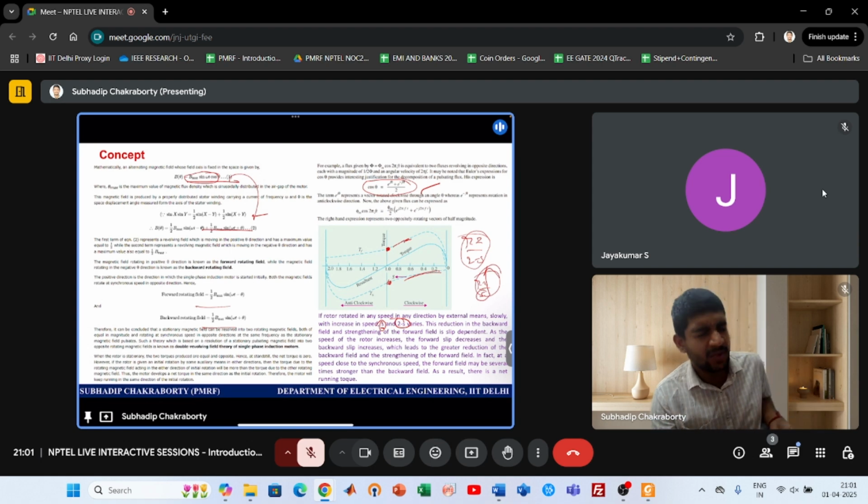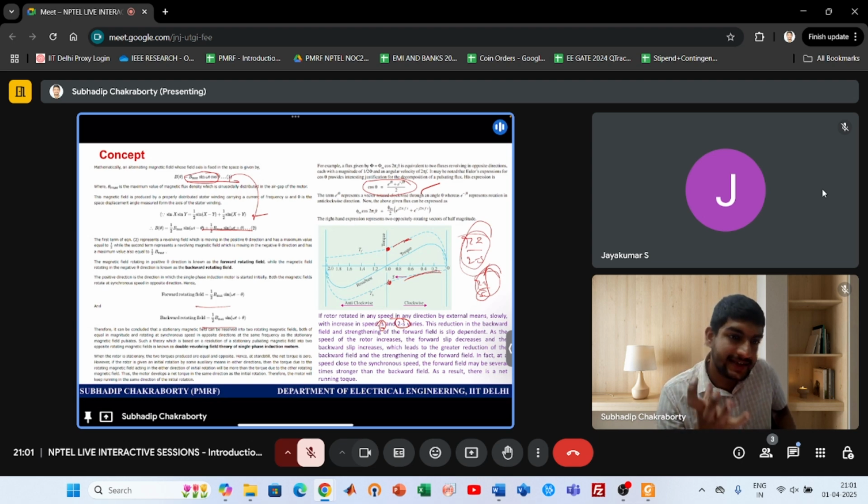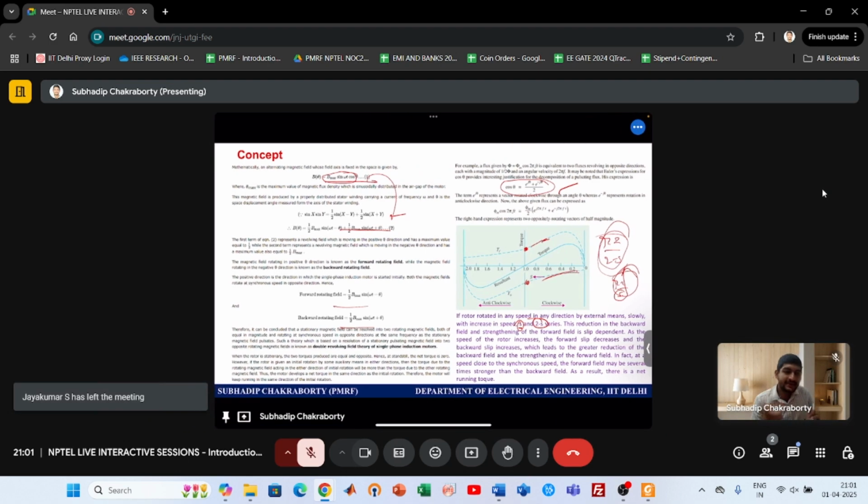So the forward field power factor is better, and for R2 by (2 minus s), the backward field power factor is lower, and its induced EMF and current strength is higher, so the opposition to that field is more, and its dominance is lesser as the speed increases. So as speed increases, slip reduces, and the forward field strength is more than the backward field. So that's why we started using some mechanism, some form of displacement between the two.